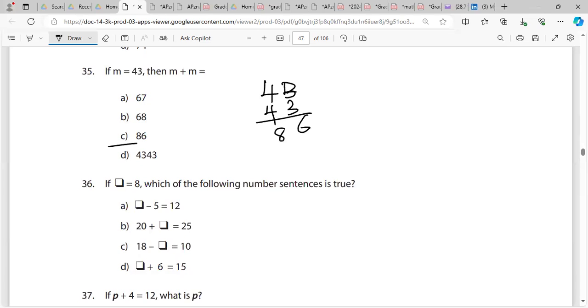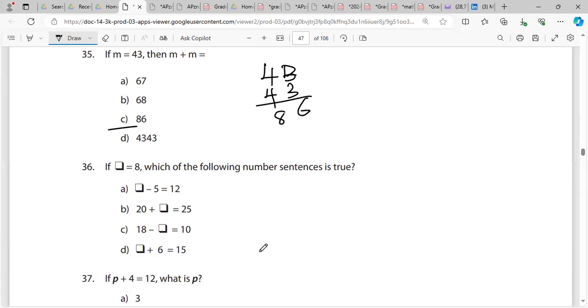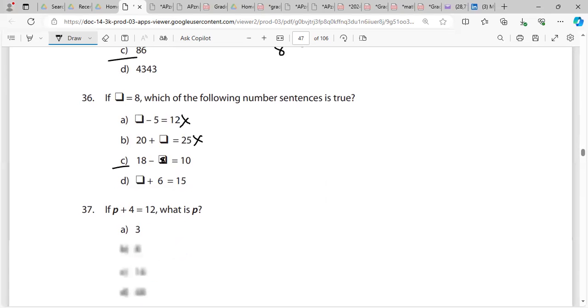If box is equal to 8, which of the following number sentences is true? 8 minus 5 is not 12. 20 plus 8 is not 25. But 18 minus 8 is indeed 10. So that's C. So guys, let's call this the algebra sector.